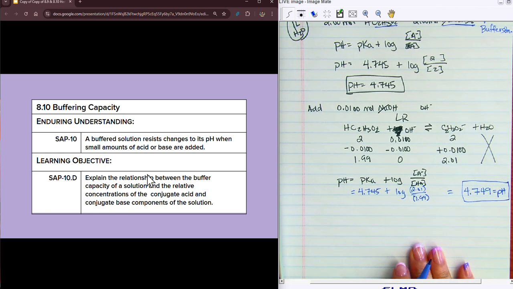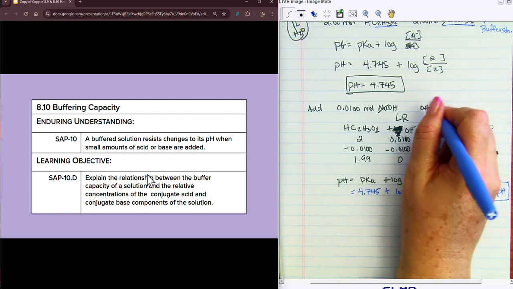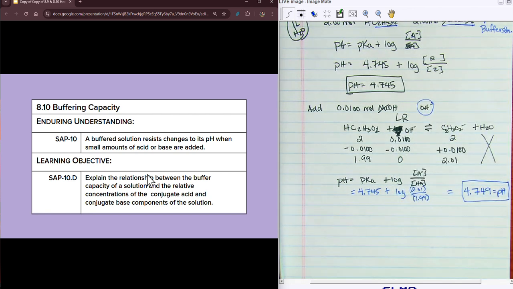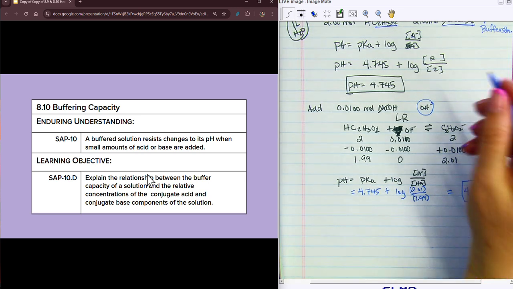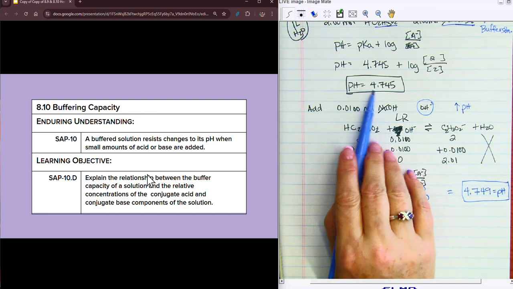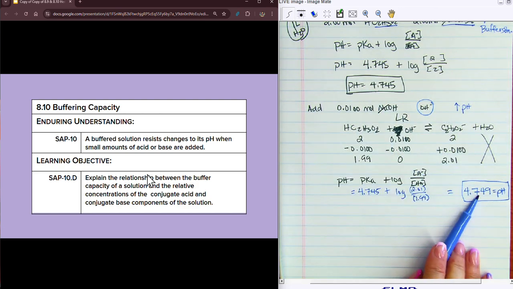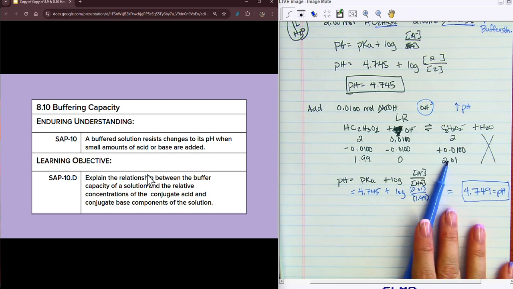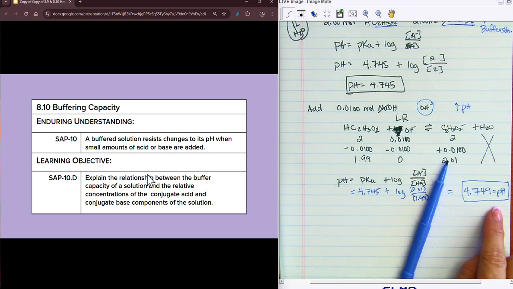So let's think about this for a second. We added hydroxide. We added a base. So if we add a base, we expect our pH to increase. So did it increase from here to here? Well, technically yes, right? But in the thousandths place, did it increase a lot? No, it didn't increase a lot.